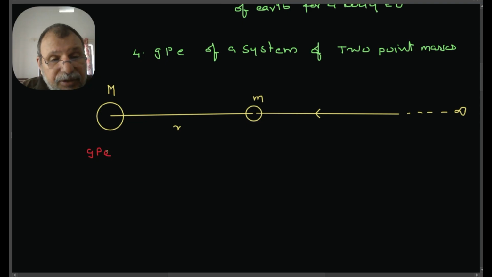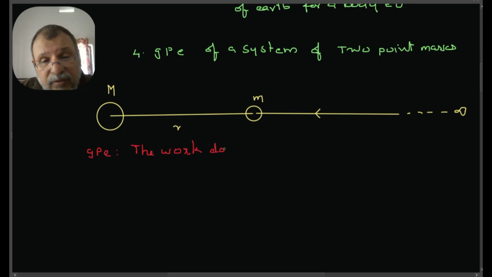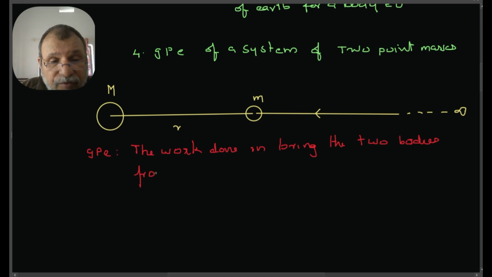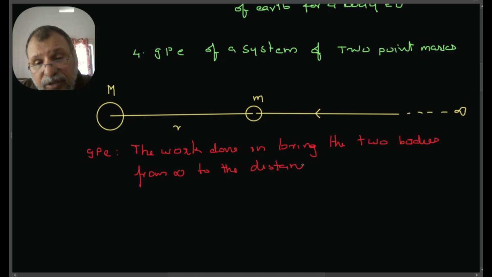Gravitational potential energy, by definition, you can write: the work done in bringing the two bodies from infinity to a separation, or to the distance r from each other.